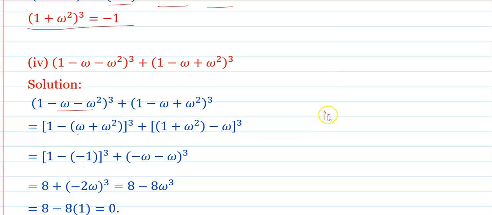By using this result, 1 plus omega plus omega square is equal to 0. Using this result, you will get here minus 1 bracket raised to 3. Next, 1 plus omega square, and the value of 1 plus omega square is minus omega, and here is minus omega bracket raised to 3. 1 minus in bracket minus 1 means what? You will get 1 plus 1 bracket raised to 3. That is 2 raised to 3 is equal to 8, and this is the 8.